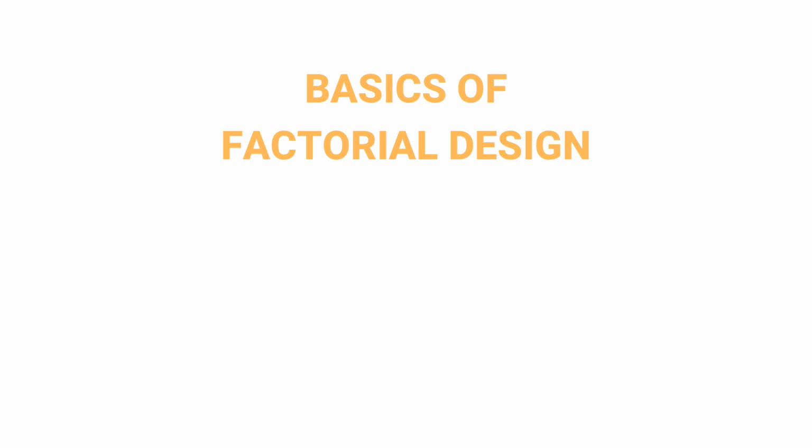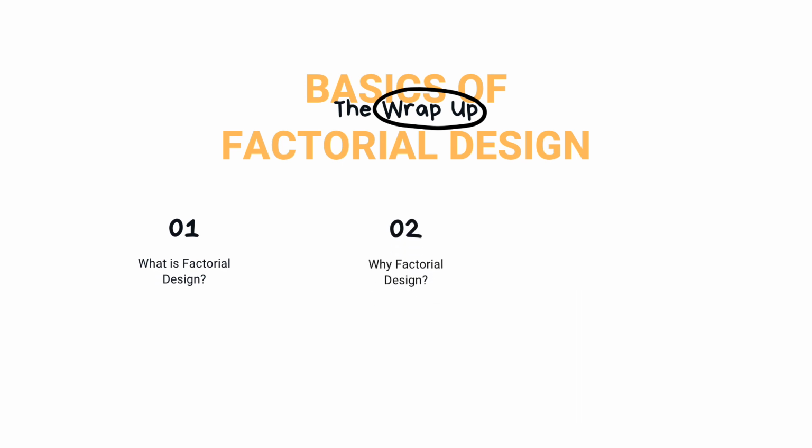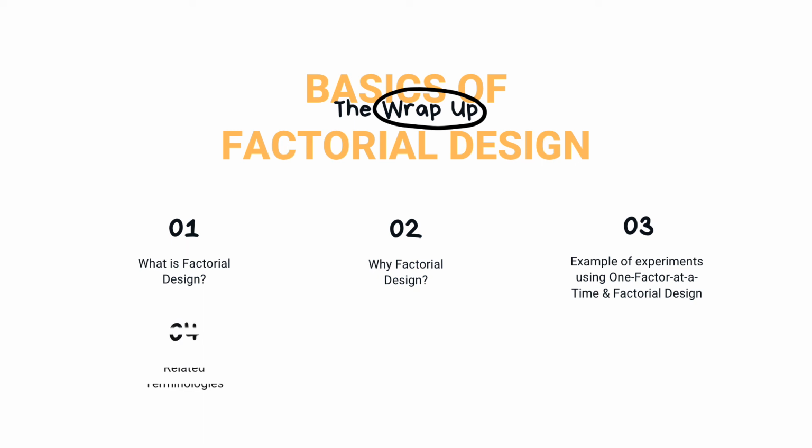To summarize what we have learned today, first we talked about what is factorial design. Next, we discussed why we use factorial design. And then we went through some examples of experiments using one factor at a time and factorial design. Then we also discussed some terminologies related to factorial design. Next, we talked about different effects of factorial design, namely main effects and interaction effects. And finally, we went through some exercises and solved some problems in the exercises.